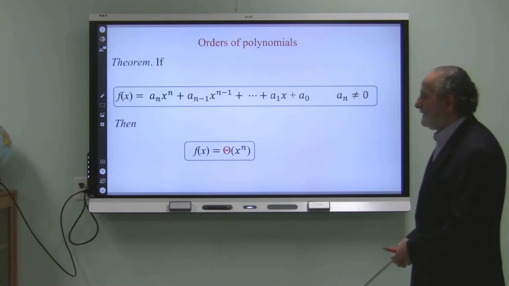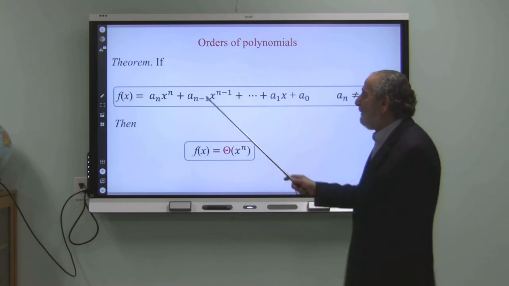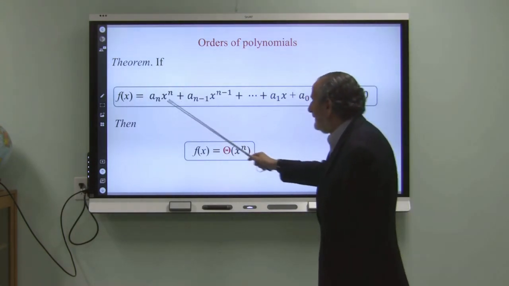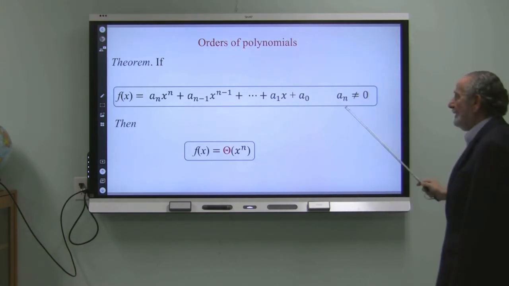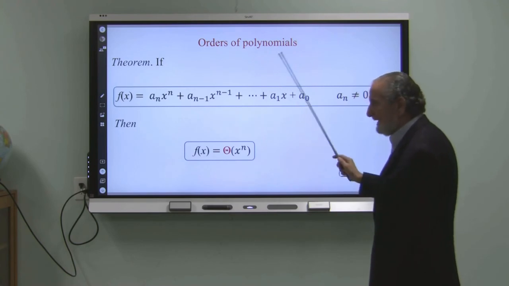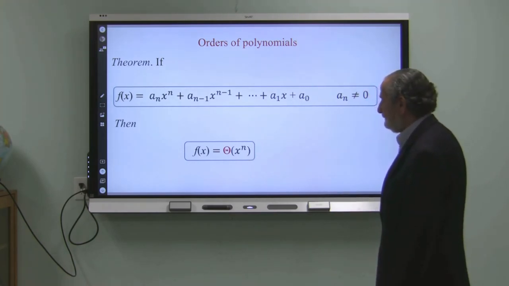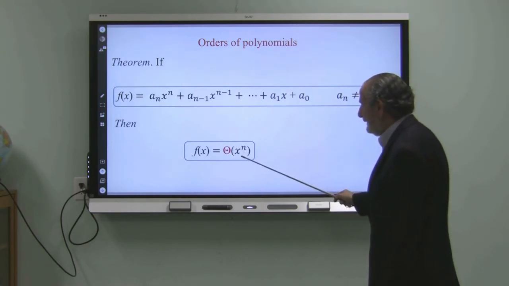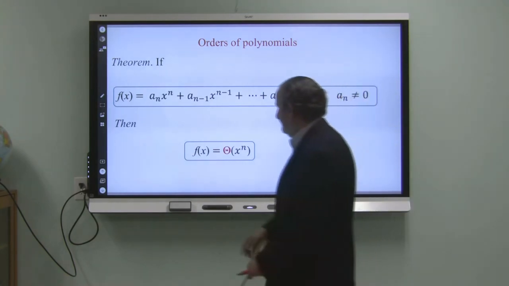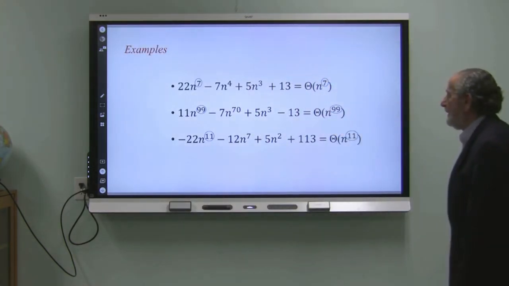Order of polynomials. This is very, very important. Any polynomial of degree n, that's why I put here a_n different than 0, is big O x to the power n. Is big theta x to the power n. Okay? Big theta x to the power n. See how now we can immediately solve this problem.